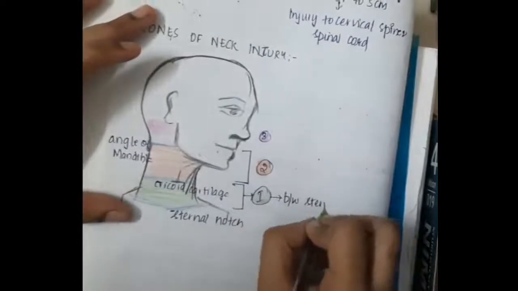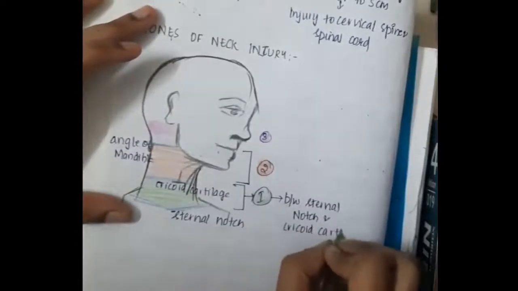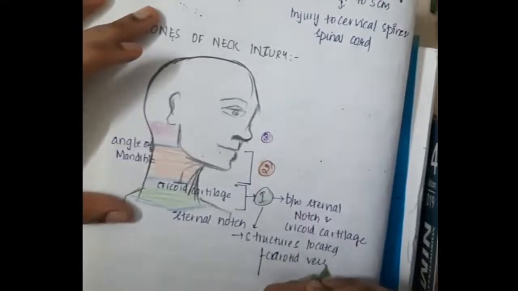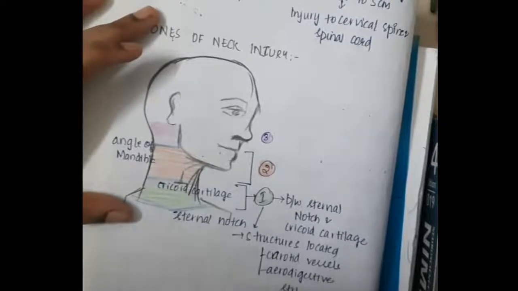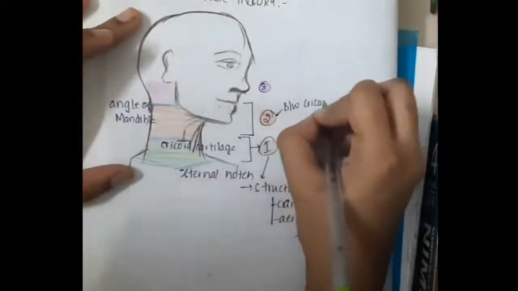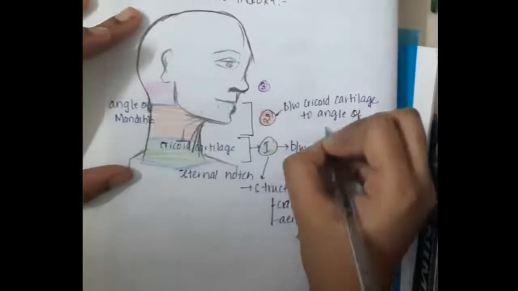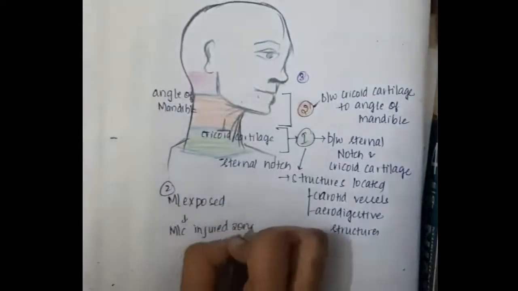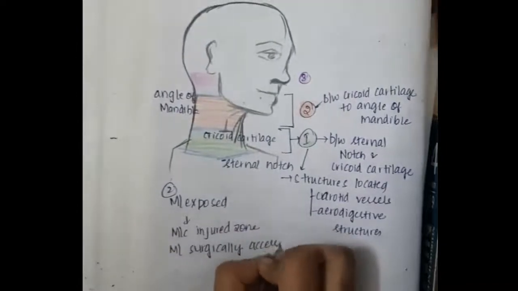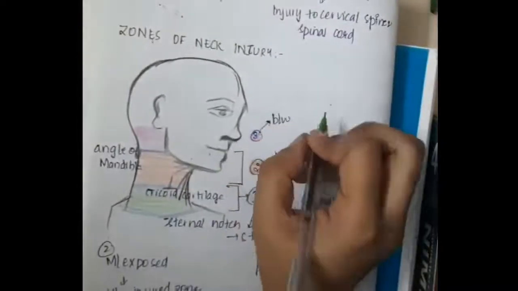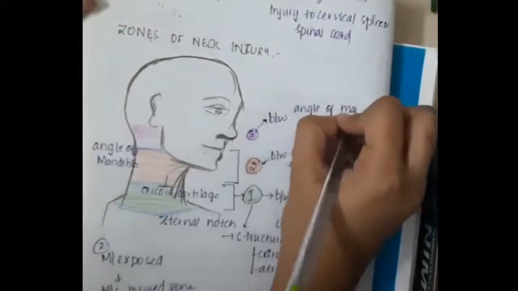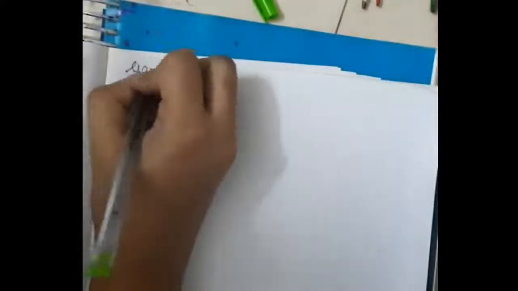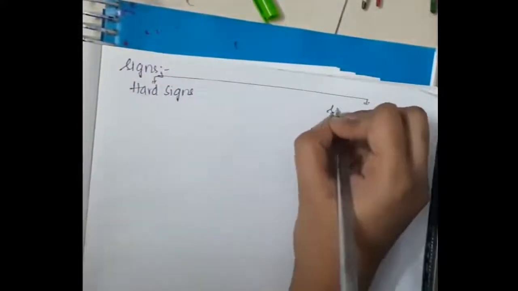Now zone 1 is present between the sternal notch and the cricoid cartilage. The structures located in zone 1 are carotid vessels and aerodigestive structures. Then zone 2 is present between the cricoid cartilage and the angle of mandible. This zone 2 is the most exposed area. As a result, it is the most injured zone and it is the most surgically accessible zone. So it has the best prognosis. Zone 3 is between the angle of mandible and the base of the skull, so it is difficult to operate.